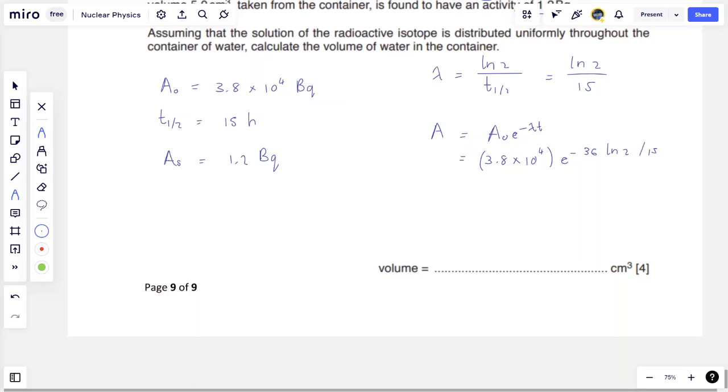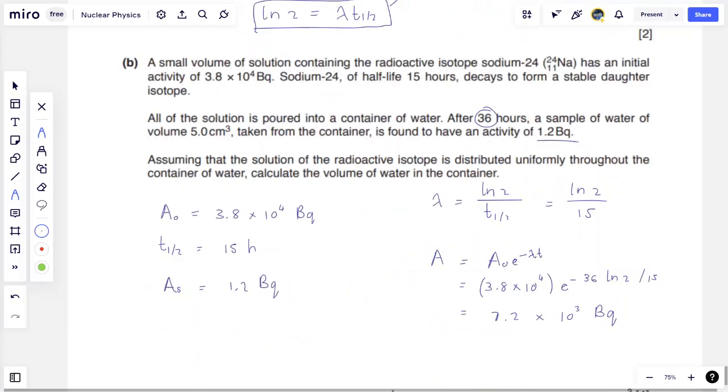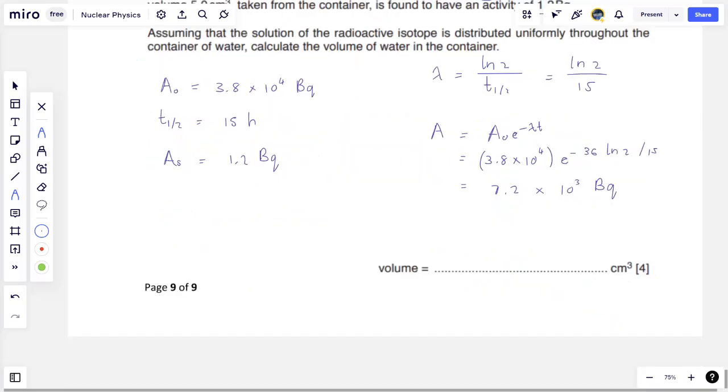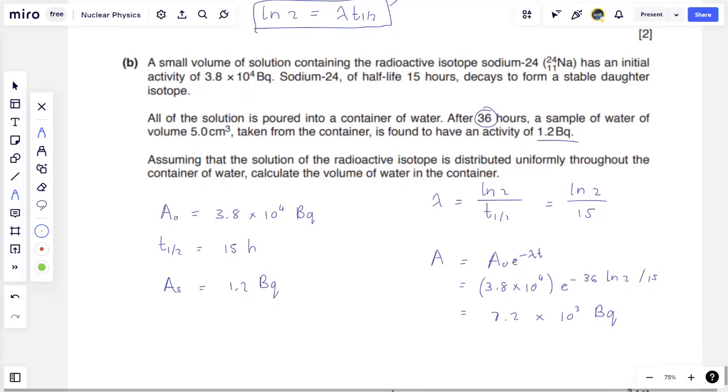I can leave 36 and 15 in hours because if I convert them to seconds, the conversions will just cancel off anyway. The ratio will remain the same. What I get is 7,200, or 7.2 times 10 to the power 3 becquerel. So I started at 3.8 times 10 to the power 4. After 2.5 days, for 36 hours, I should have had an activity of 7.2 times 10 to the 3 becquerel, but I didn't. I mixed my sample with water and I ended up with 1.2 becquerel for a volume of 5 cubic centimeters.